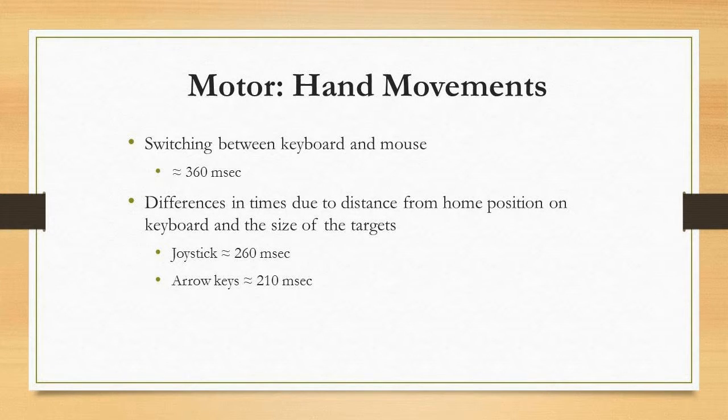Motor, hand movements. Switching between keyboard and mouse, 360 millisecond. Differences in times are due to distance from home position on the keyboard and the size of the targets. Joystick, 260 millisecond. Arrow keys, 210 millisecond.